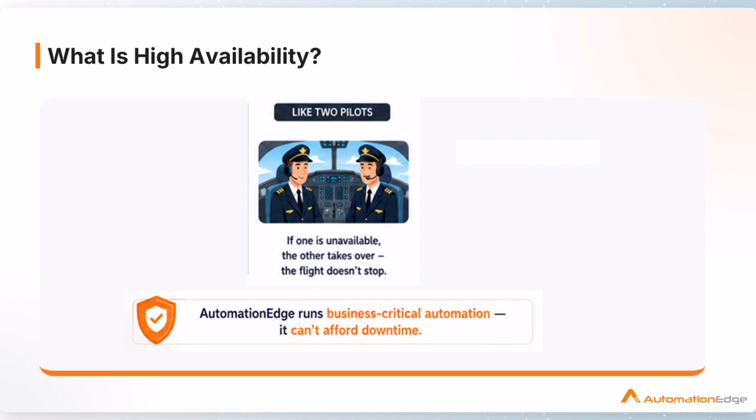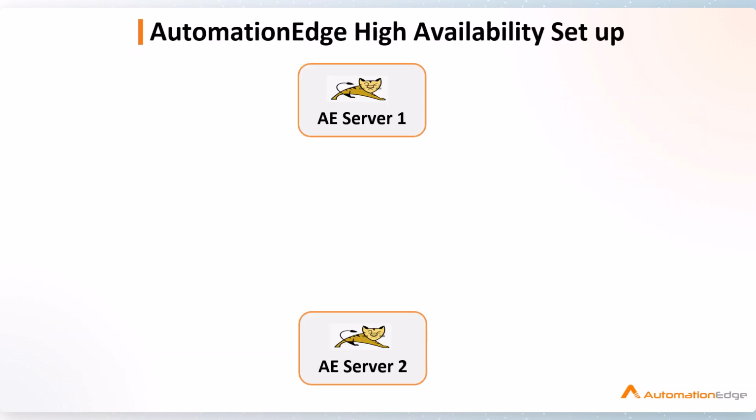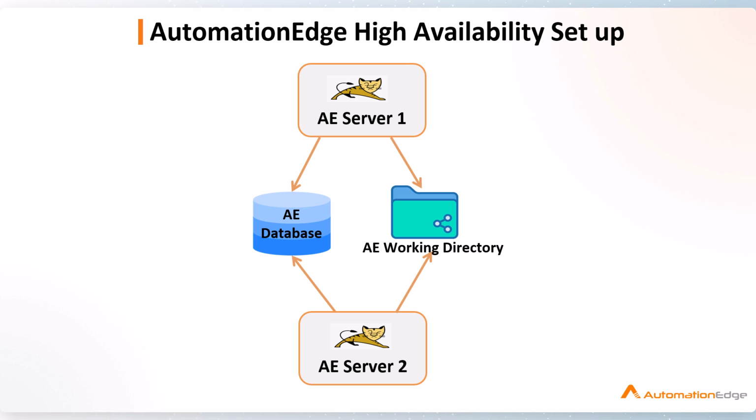AutomationEdge HA has three main parts working together. First, the AE engine cluster. You run two AE engine instances on two different machines. Both share the same database and the same working directory. This means either engine can handle any request at any time.